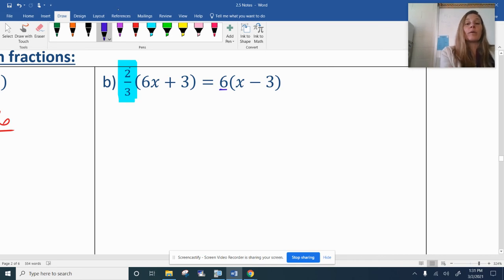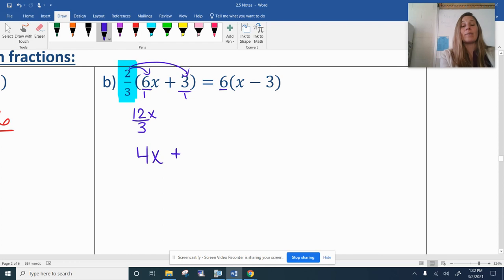If you distribute, however, both 6 and 3 are divisible by 3, so distributing works out quite nicely, so I'm just going to stick with that. So remember, these are really over a 1. So 2 times 6 is 12, and 3 times 1 is 3. And of course, that simplifies to 4x.